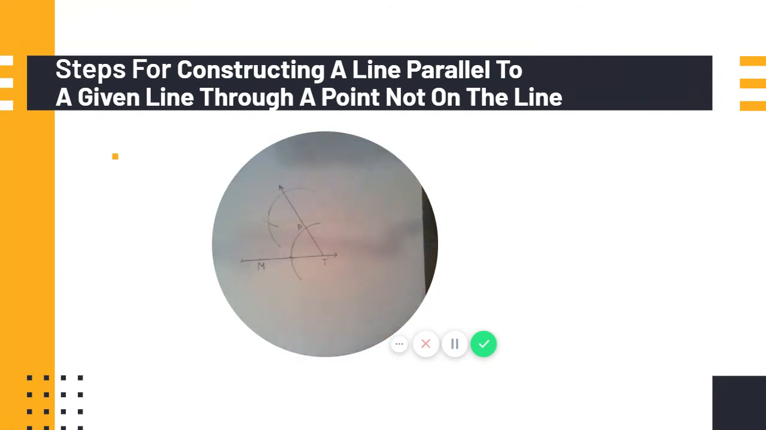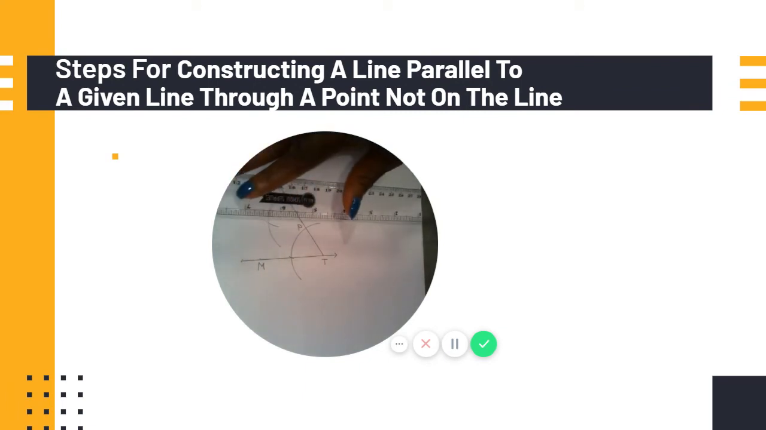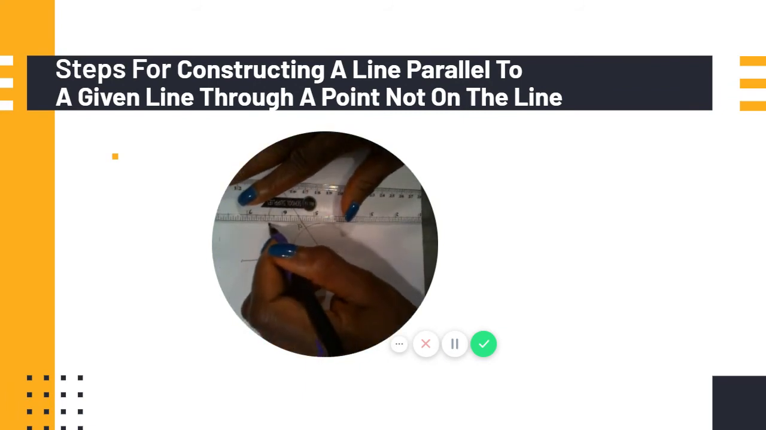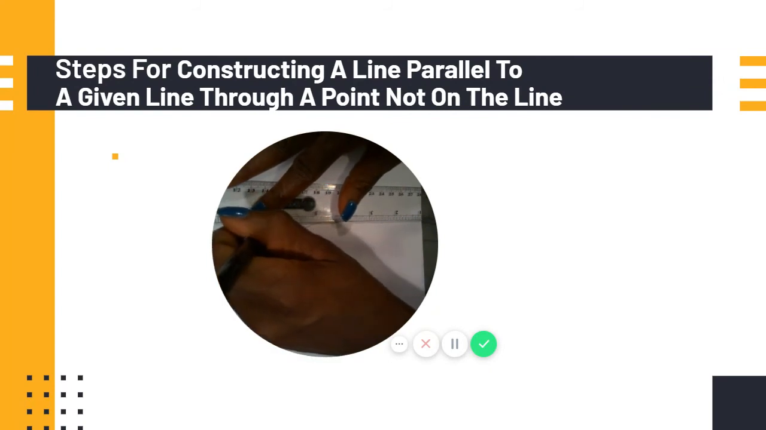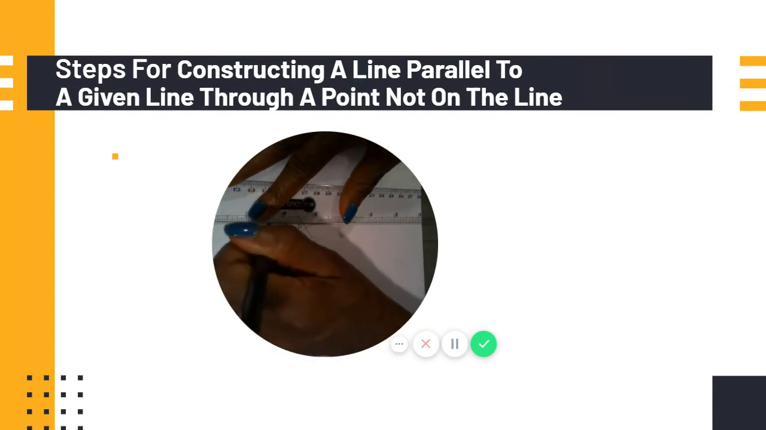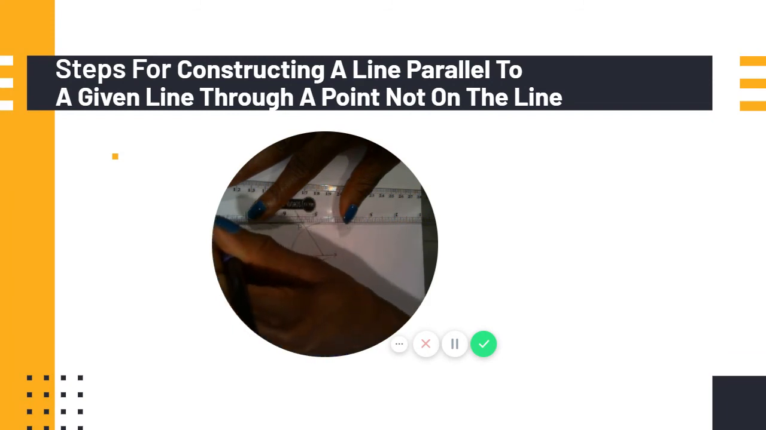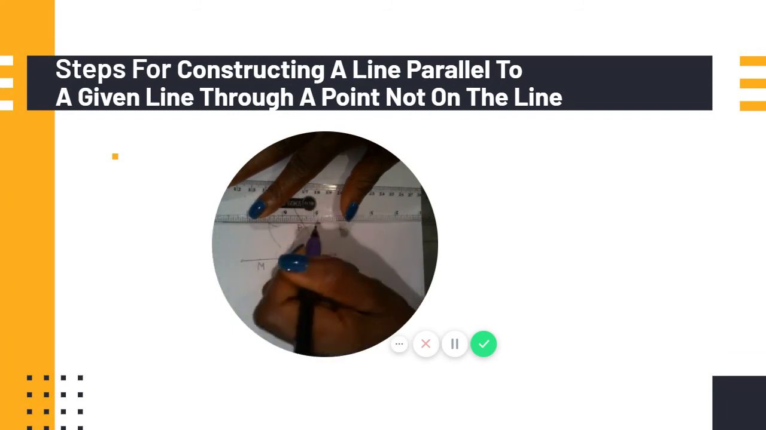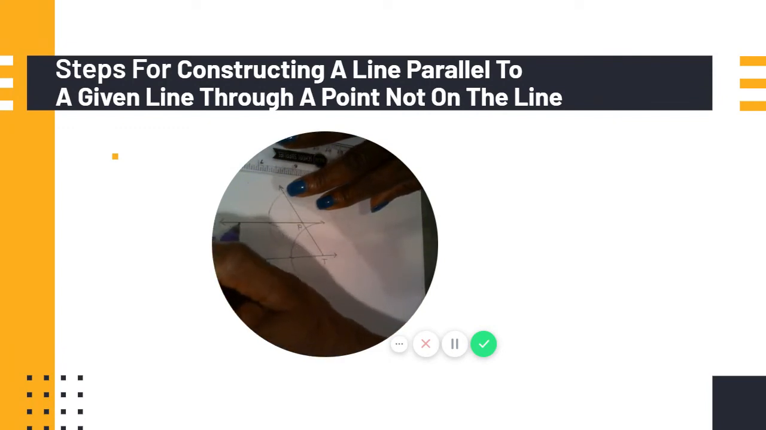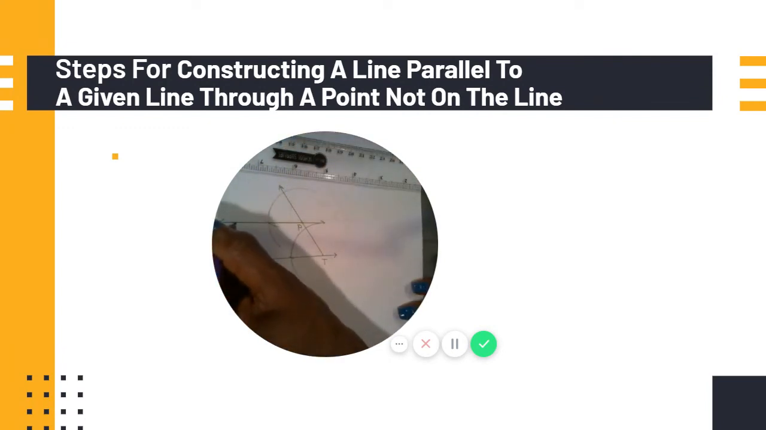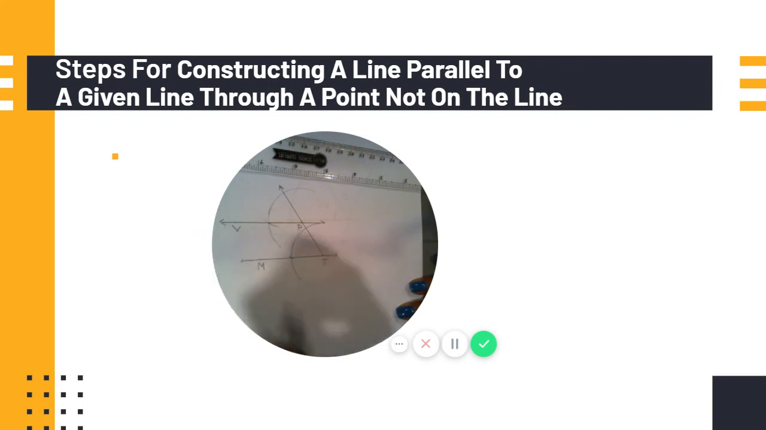Now that I see where those arcs cross, I'm going to take my ruler and I'm going to draw a line through the point and through where those arcs cross, which is right here. And I'm going to put arrows on the end of my line. And out here somewhere, let's just make another point, and we call it point V, as in victory.